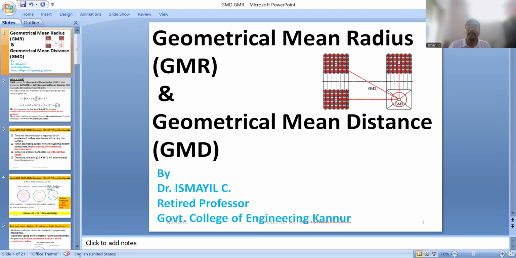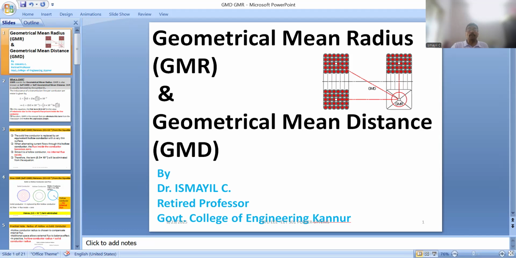So the distances are 10, 10.3, 9.7, 10. Here also we have to find out the equivalent distance for bundle to bundle distance. It is 10 into 10.3 into 9.7 into 10, all raised to 1 by 4. This is approximately equal to 9.9. So how to calculate the GMD now? We already calculated the bundle to bundle mean distances.